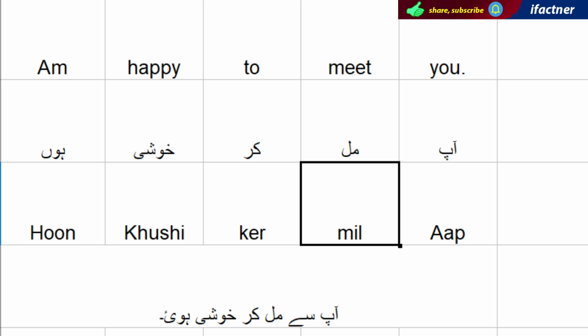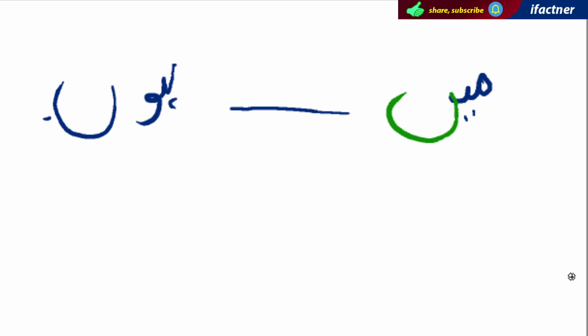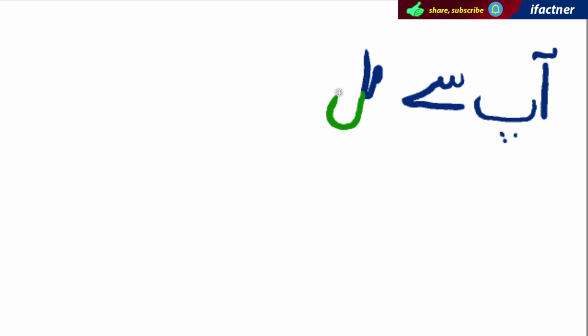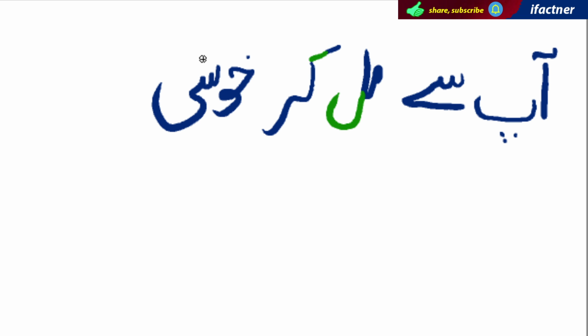Now let's see how do we write this sentence in Urdu. So in Urdu we will say आप से मिलकर, alif mad pe sakin, आप, से, seen badiye, से, मिल, meem lam, mil, कर, kaf re, kar, खुशी is khe wow, sheen choti hai, खुशी हुई, he wow, hamza choti hai, खुशी हुई, आपसे मिलकर खुशी हुई.